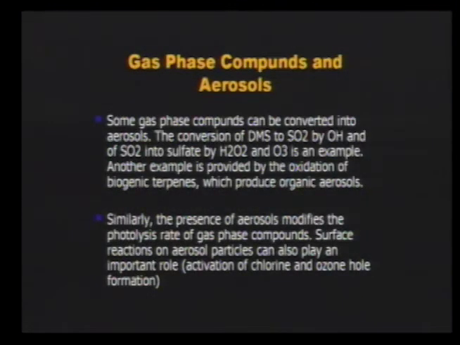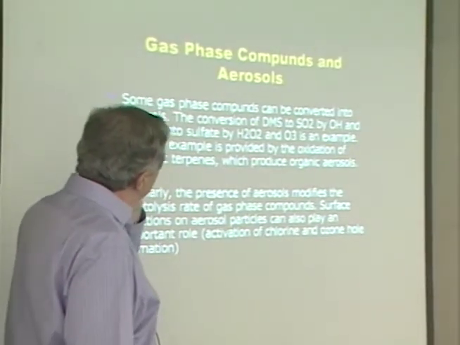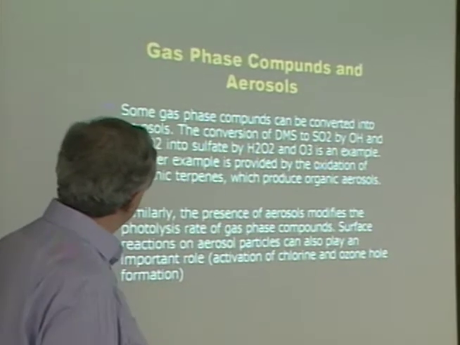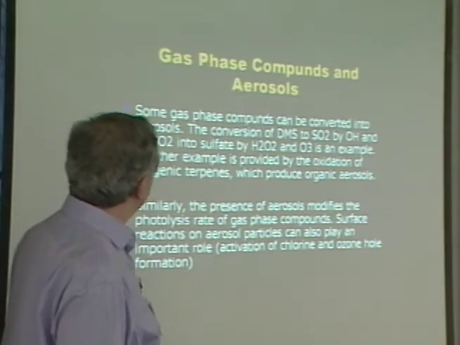Just a word about gas phase compounds and aerosols, just to say that some gas phase compounds can be converted to aerosol. You heard it from Phil. We start very often with the DMS, which is an organic compound that's emitted by the ocean. It is converted to SO2 by OH, and then SO2 is further converted into sulfate by other species like H2O2 and ozone. So you can see that knowing the composition and its evolution might have an impact on the calculation of the formation of the aerosol.